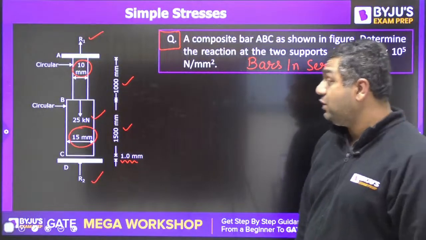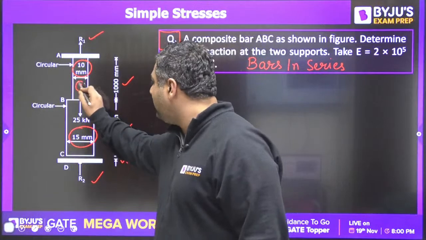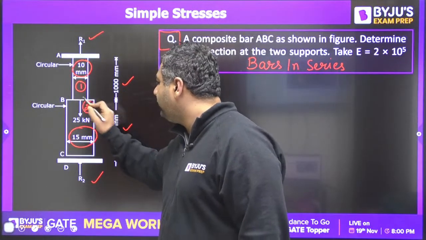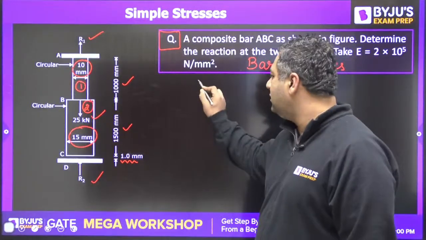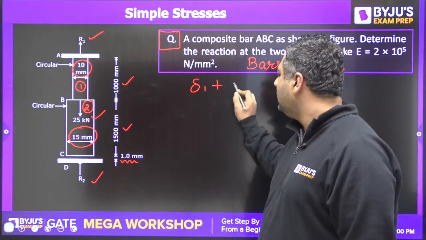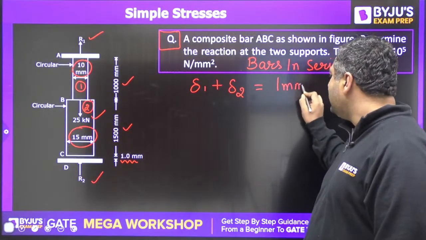So guys, just try to solve it. If you want, I can give you a hint. This is bar number 1 and this is bar number 2. You can see the permitted elongation is given as 1 mm. So we can write delta 1 plus delta 2 is equal to 1 mm. You can use this.